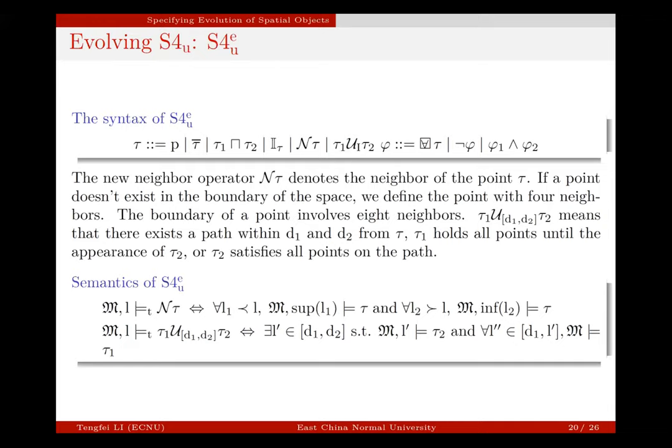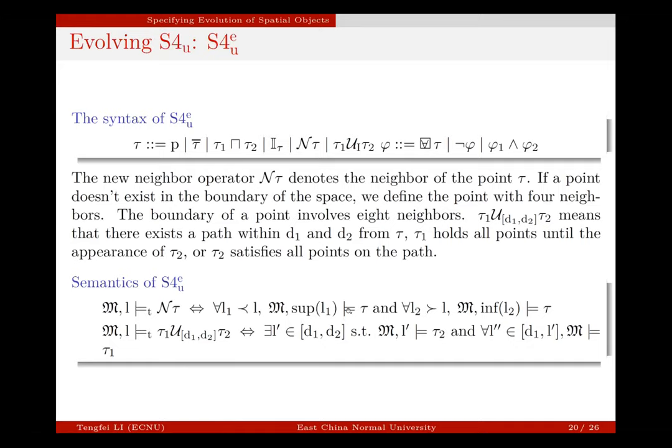The neighbor of the operator retains the neighbor of the points tau. A tau density is in the bottom space. So we define them with the four neighbors. The semantics is defined as follows: for each L, we define the operator, meaning L is in the left of, or less than, the L. So that means M and the supremum of the L1 satisfies tau.